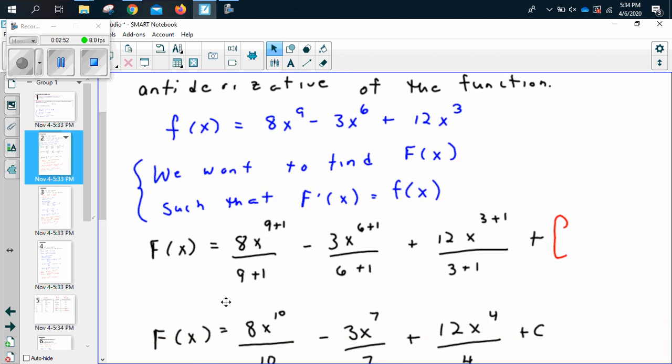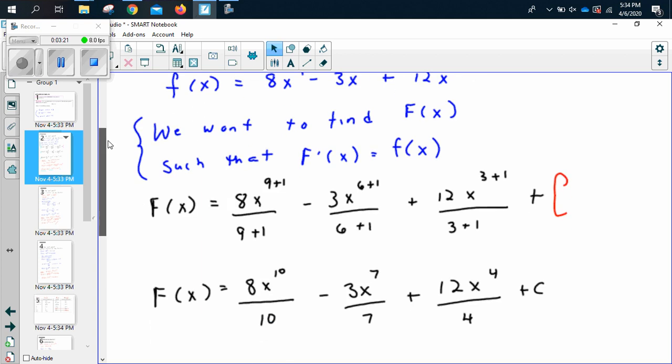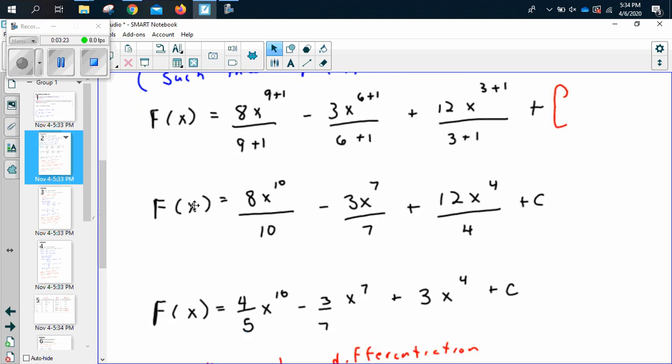The way you do this is the opposite of differentiation. You add 1 to the exponent and divide by the new exponent. So you add 1 to 9 and divide by 9 plus 1. You add 1 to 6 and divide by 6 plus 1. You add 1 to 3 and divide by 3 plus 1, and then you have to go plus c. You'll miss problems if you don't go plus c. I simplified that here, and that is my antiderivative. Then I simplified it some more right here.